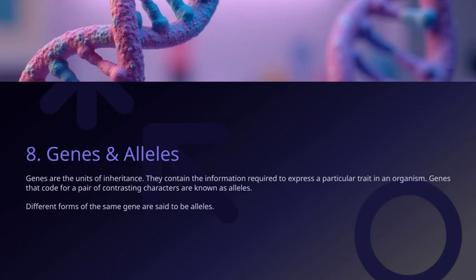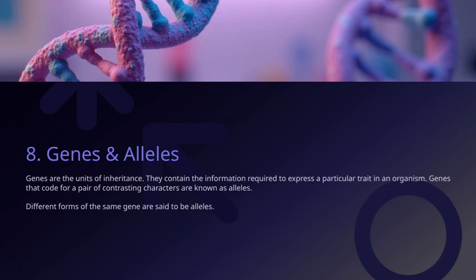Now, let's talk about different forms of the same gene, which are called alleles. Alleles are essentially variations of a gene that can exist in a population. Genes themselves are the basic units of inheritance. They carry the information that determines specific traits in an organism.